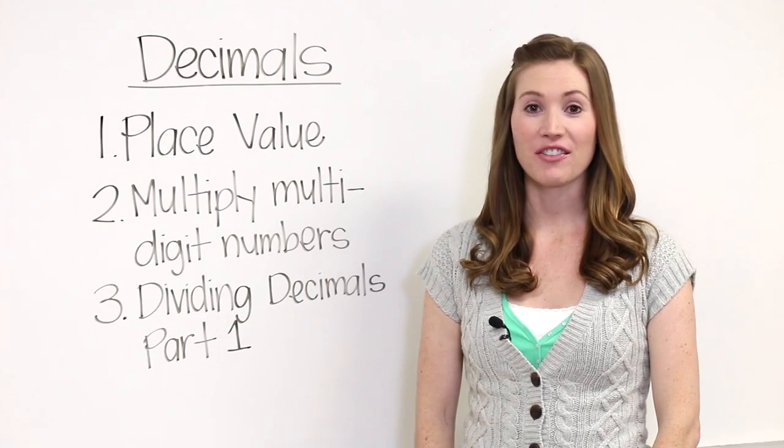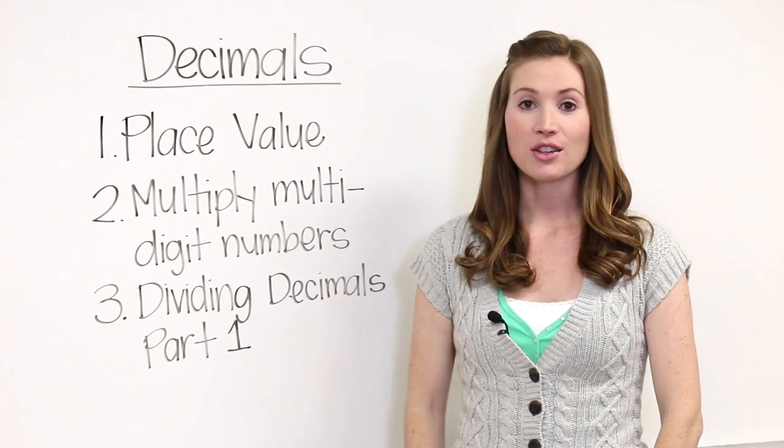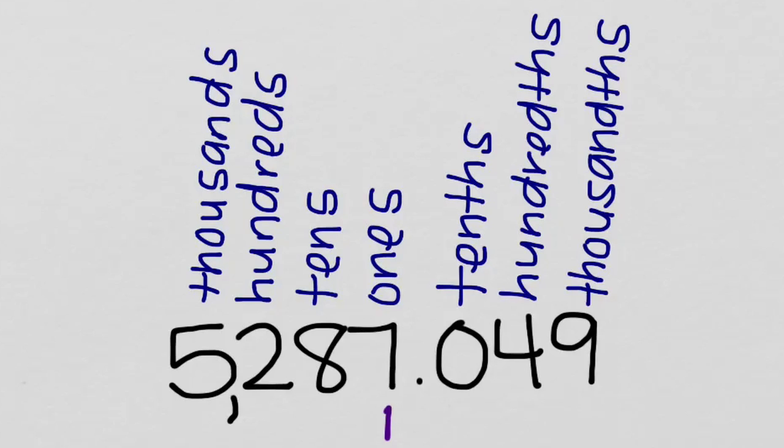Watching this video, there are a few things you need to know. First, place value. Not only do you need to be familiar with place value to the left of the decimal point, ones, tens, hundreds, thousands, but also place value to the right of the decimal point, tenths, hundredths, thousandths.